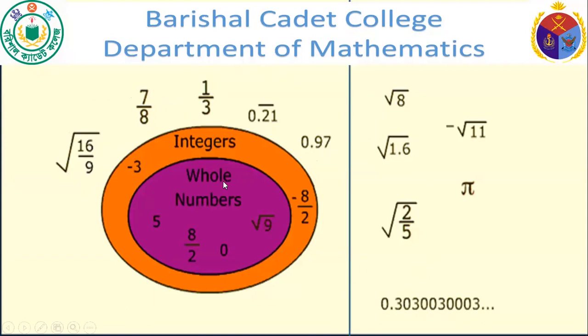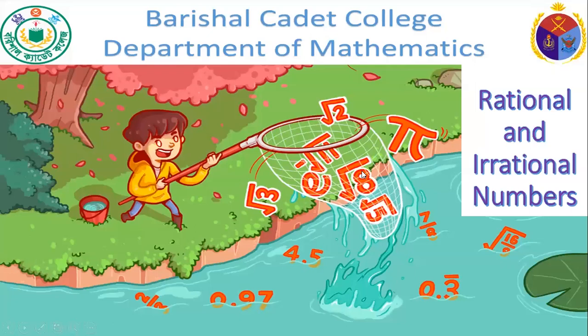So these all are symbols and there are some classifications which I have already separated by a line. These are one type and this is of another type. So from this we can realize something, that all are numbers. And yes, cadets, today we will learn about rational and irrational numbers.